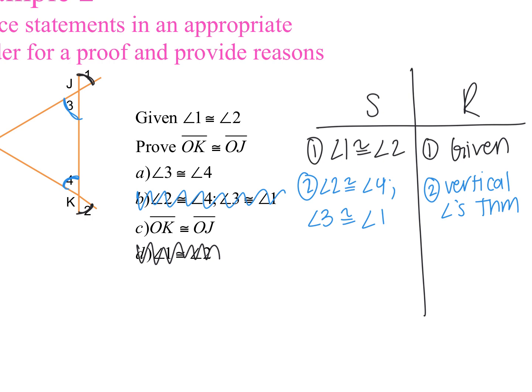Now I can state that angles 3 and 4 are congruent. I couldn't state that before because there were no congruency marks. But now because I have my congruency marks, I could go to step 3 and I can say angle 3 is congruent with angle 4. And how would I know that these are congruent? I would know these are congruent by substitution.